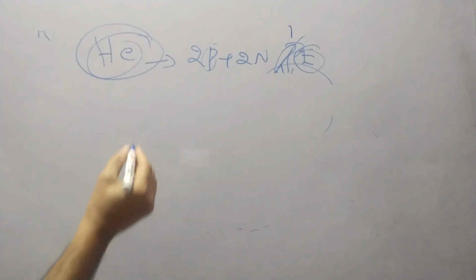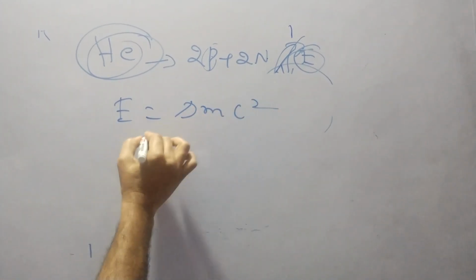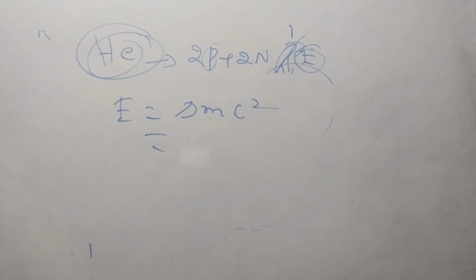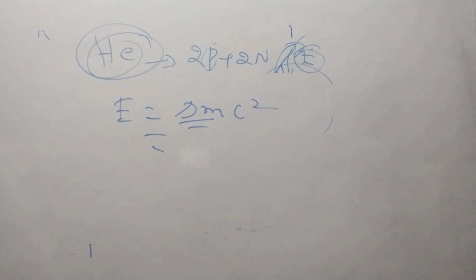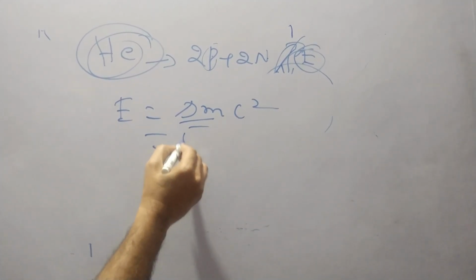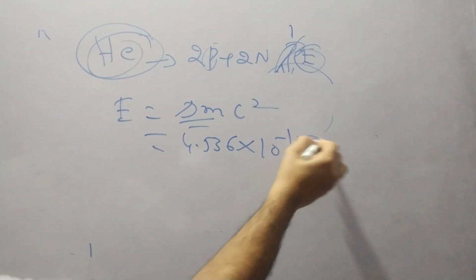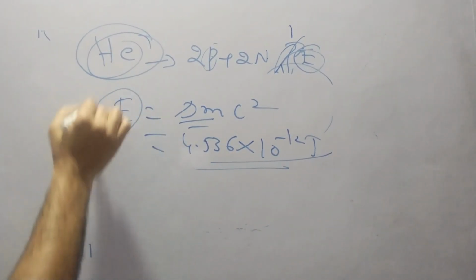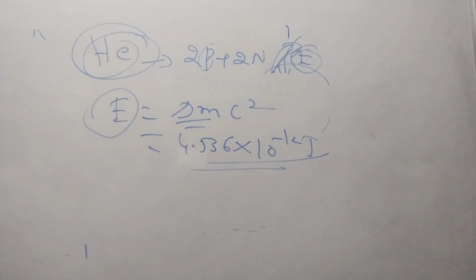So delta E equals delta m into c square. So delta m is the mass defect. If you substitute these two values, this will be EB, and we will get 4.536 into 10 power minus 12 joules. So this is the binding energy we have to supply to separate the two protons and two neutrons from the helium.